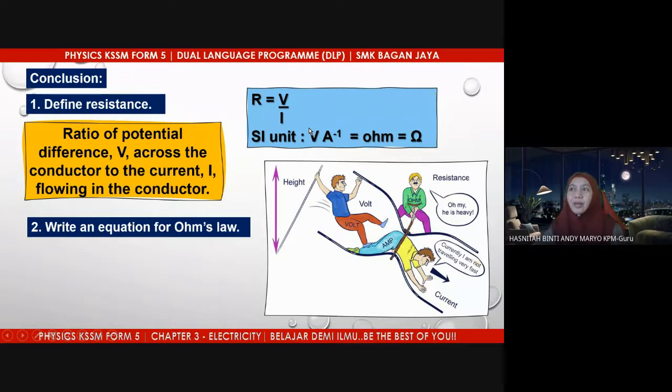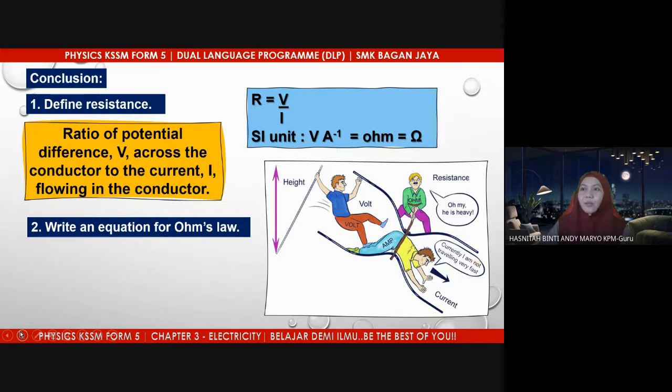So the unit is volt per ampere, or normally we call it ohm. This is the SI unit for resistance, ohm, O-H-M, and this is the symbol. It uses the symbol omega, but we read it as ohm, right? So R equals V over I. If you translate this into words, it becomes the ratio of potential difference across the conductor to the current flow in the conductor.